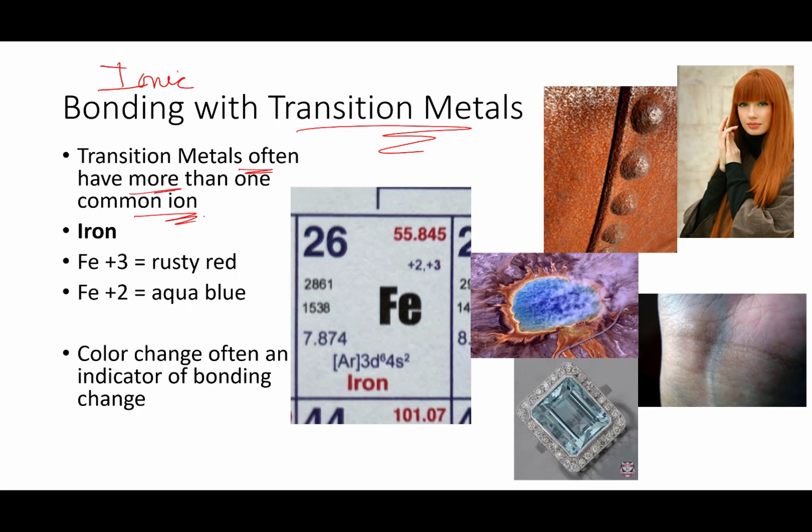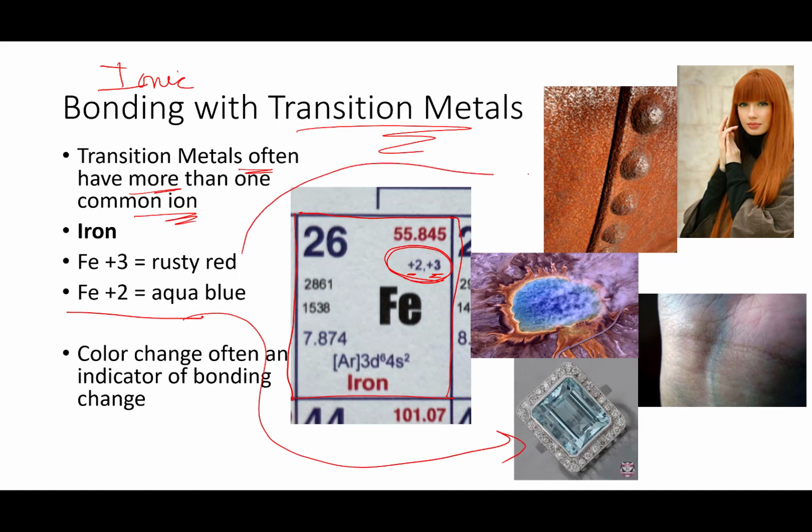How do you know if they've got more than one common ion? Well, if you look at the periodic table I provided you with, in the box for that metal, there are some little charge numbers right there. For example, next to iron, it says +2 and +3. Now, those are the most common ions produced by iron. Sometimes it's +2, which tends to give a bluish aqua color, and sometimes it's a rusty red, which gives a rusty red color with a +3.